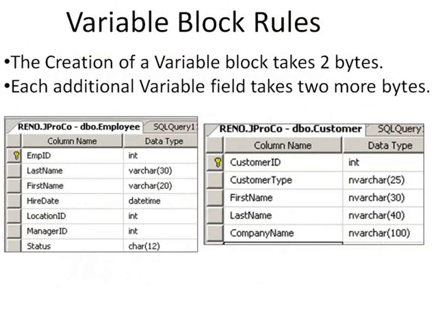Two important rules about the variable block we need to know before we do any more data row calculations, and that is number 1, the creation of a variable block takes 2 bytes. Number 2, it's going to take up 2 additional bytes for each variable length data type in your table design.